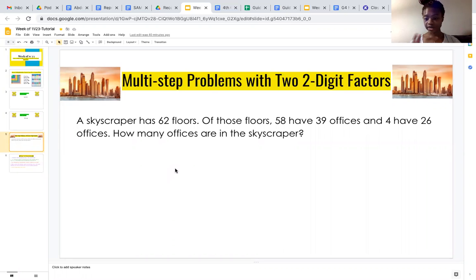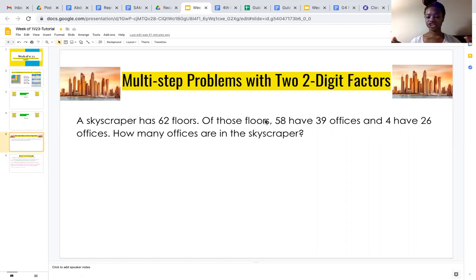There are a few different numbers here, a few different words here. So it's important that we ask ourselves what's happening, what's the situation. There are 62 floors altogether. Of these floors, 58, so not all of the floors have 39 offices, but a part of them, so 58 of them do.